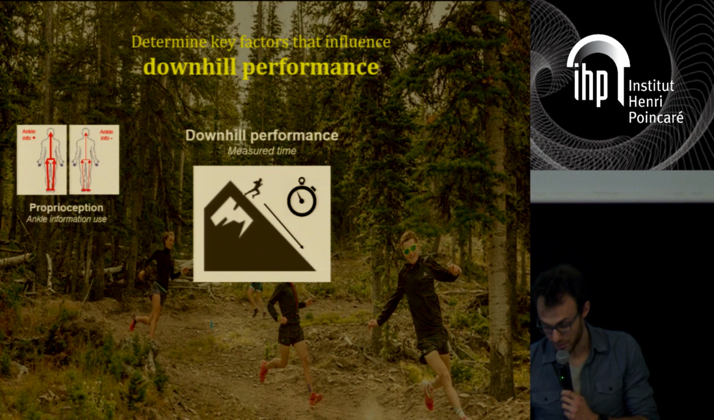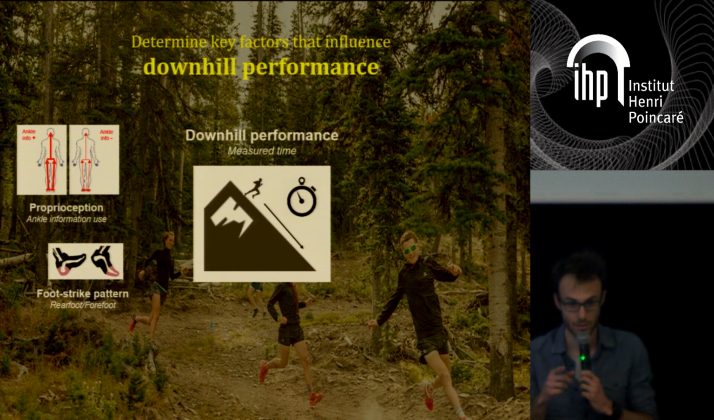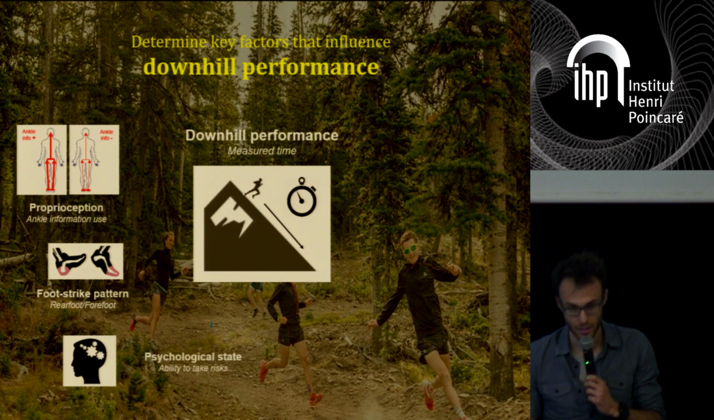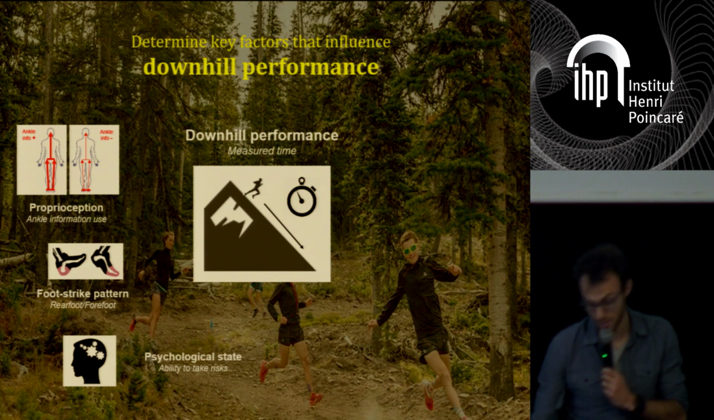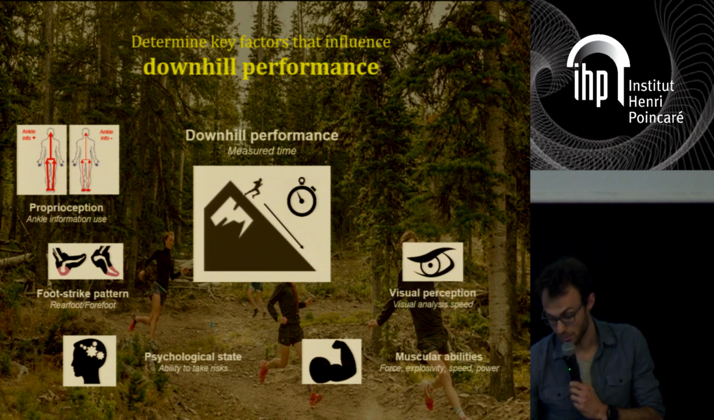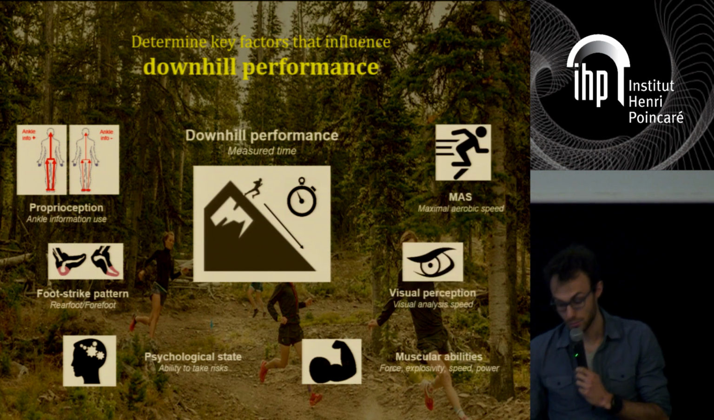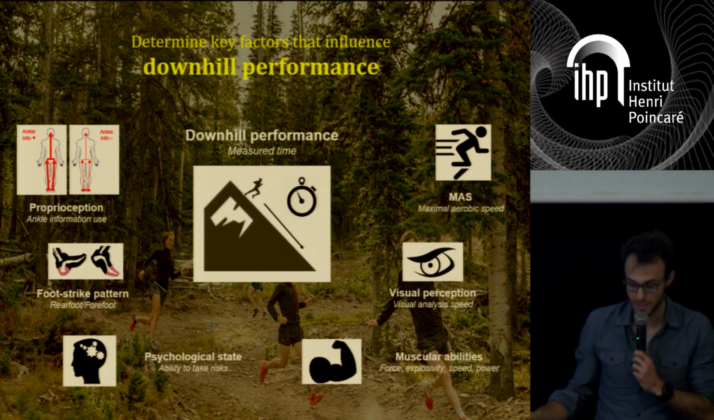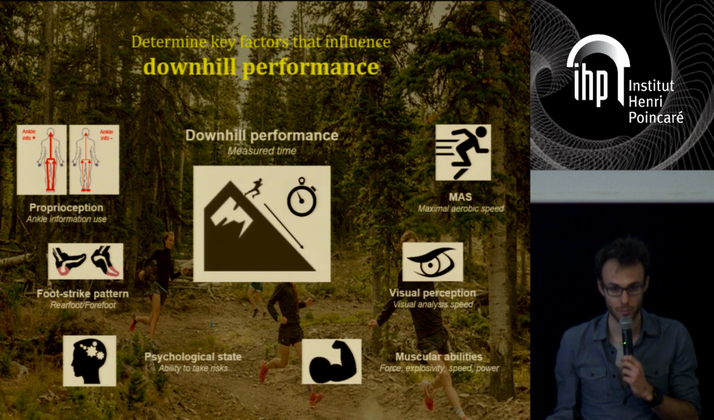So first, proprioception, the foot strike pattern that Nico gave a word about. We had the psychological state, the motivation, basically. Some muscular abilities, some visual perception, and as well the maximal aerobic speed. So we had a very large, broad variety of parameters to explain this downhill performance.